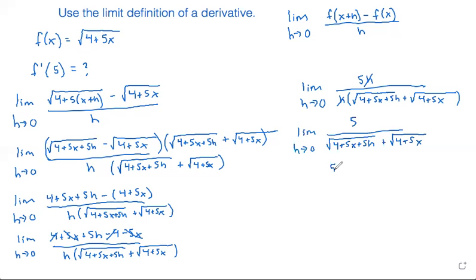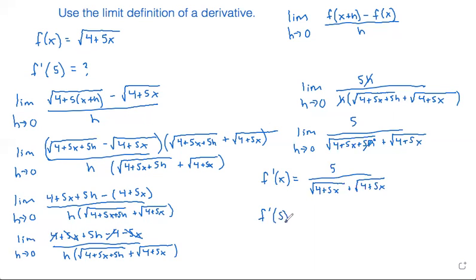So that will make 5 over, and I'm not writing my limit this time because I'm doing my substitution, the square root of 4 plus 5x, this term is going to 0, and then plus the square root of 4 plus 5x. Okay, so now that I've gotten rid of my h's, this is my derivative. So this is my f prime of x, my function. But the question is asking for f prime of 5. So I need to plug in 5 for my values of x to do that.